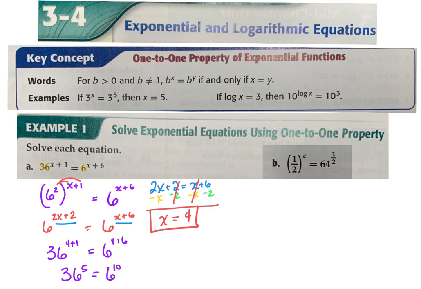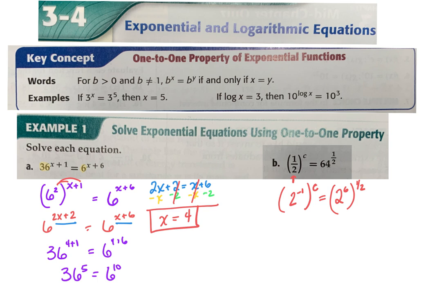Next one. So if you look at this one, I have a 1/2 and a 64. Those actually are both base 2s. So if I take the 1/2, that is 2 to the -1. And the 64 is actually 2 to the 6th. So 1/2 is just 2 to the -1, and 64 is just 2 to the 6th.